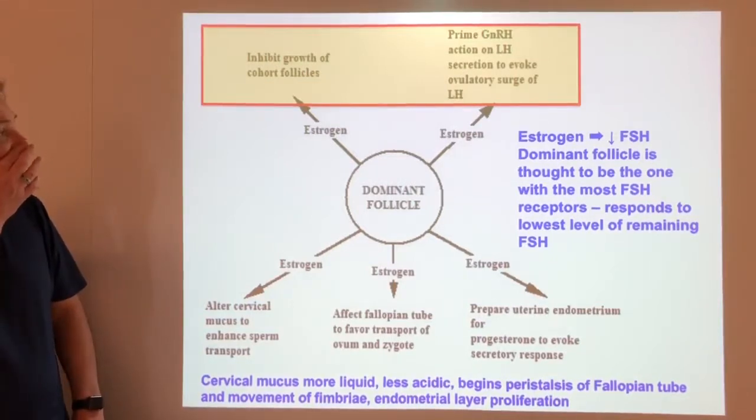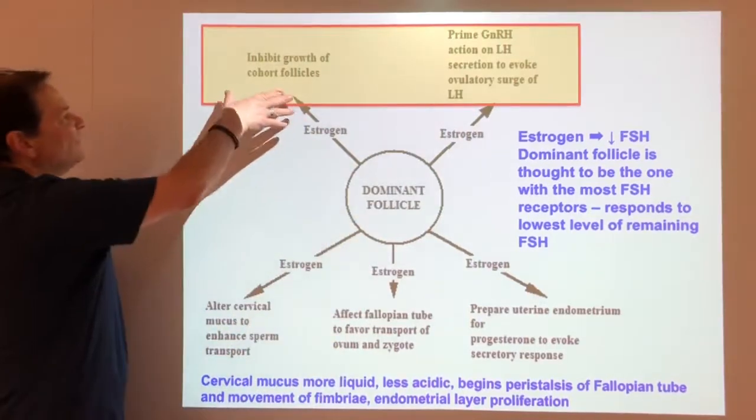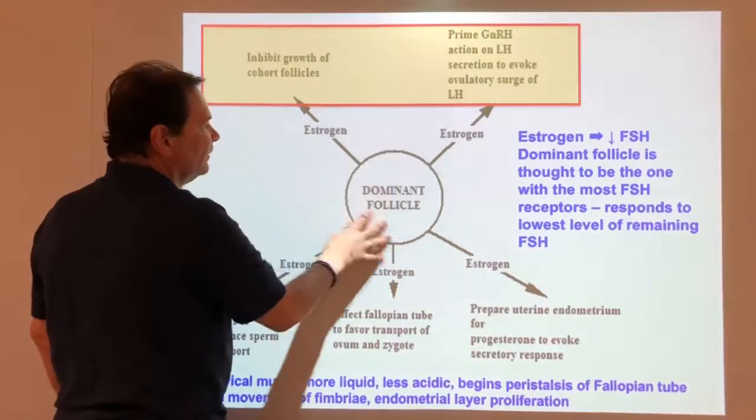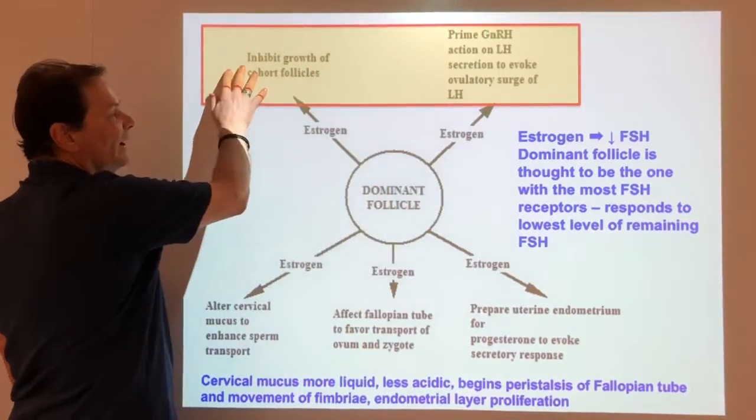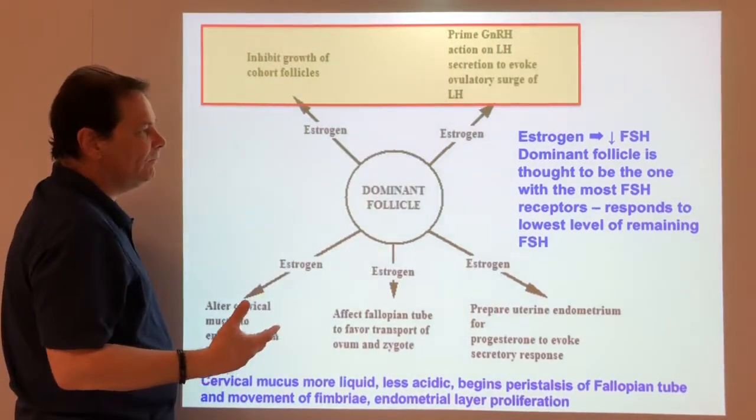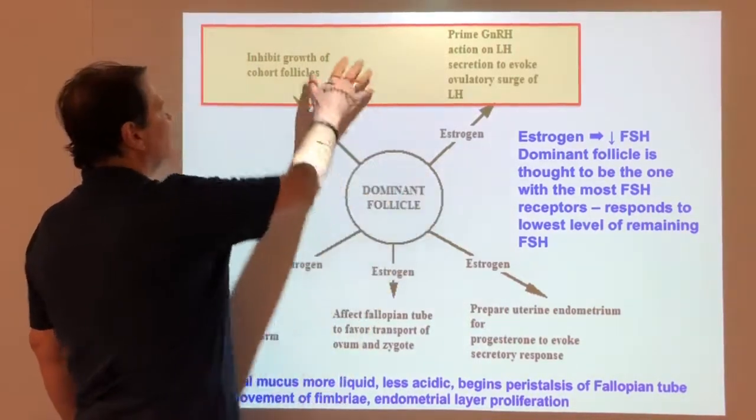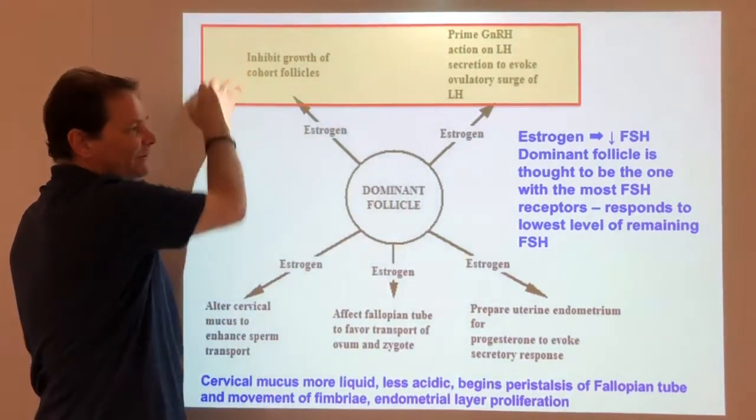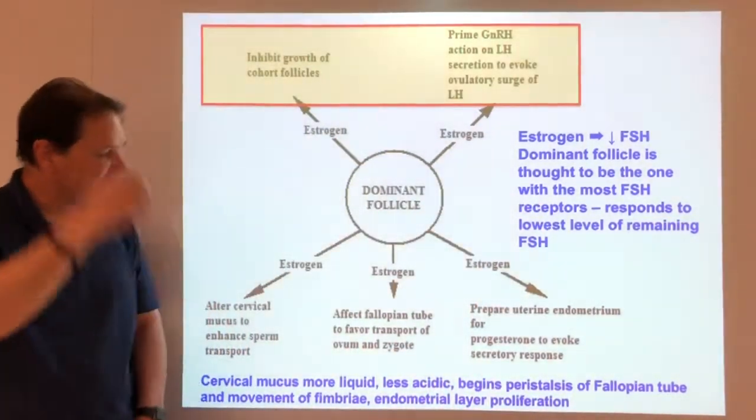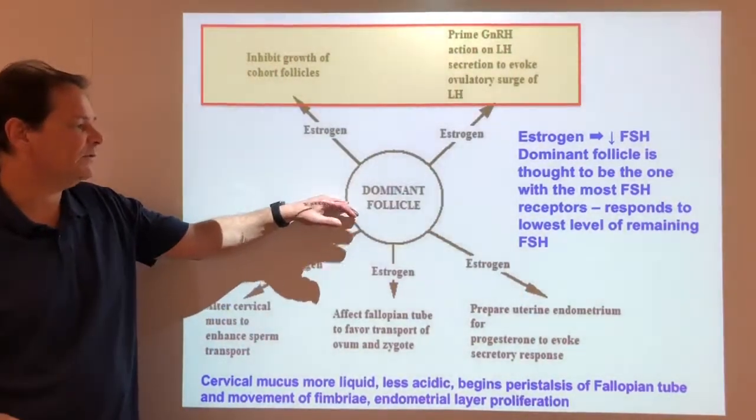Estrogen, as far as selection goes, we get inhibition of growth of cohort follicles as the dominant follicle is selected, and these die away. And what seems to be the most important determinant of what becomes the dominant follicle and what becomes all the rest, which are sort of inhibited and die away, has to do with the FSH receptors, and the dominant follicle appears to be the one that has the most FSH receptors.